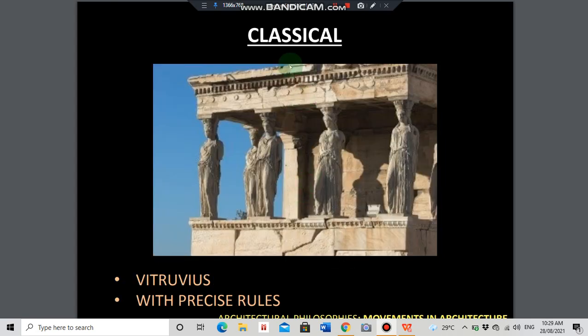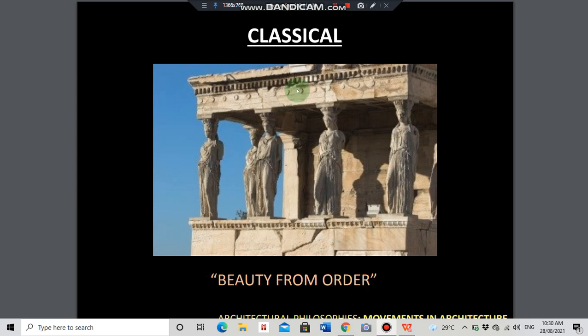Next, classical. So, ginawa ito, Vitruvius Folio, with precise rules. So, yung proportion, yung symmetry, no? Balance, ito yung ginamit na karakter ni Marcus Vitruvius Folio. So, Beauty from Order. So, ito yung kanyang title.